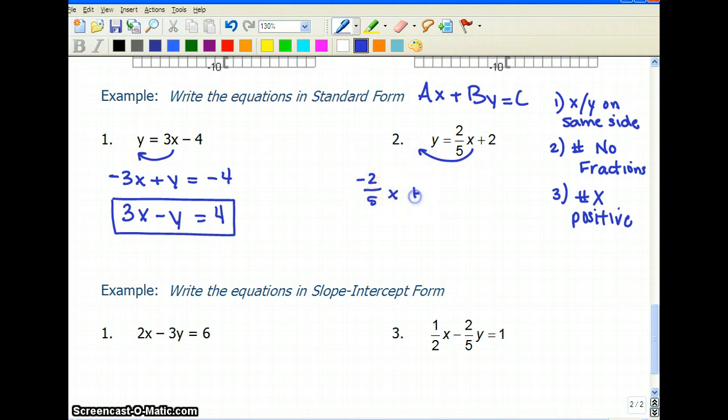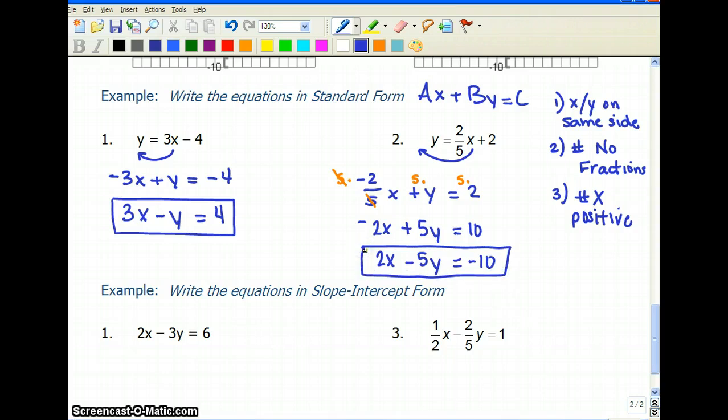All right, we're going to move the x to the other side, so it becomes negative 2/5 x plus y equals 2. Now I don't want any fractions, so how am I going to get rid of this 5? I'm going to multiply by 5. If I multiply this by 5, I've got to multiply this by 5 and this by 5. So if you do it to one thing, you have to do it to all of the things. Now the 5's cancel, and I end up with negative 2x plus 5y equals 10. And now I need to make sure the number in front of x is positive.